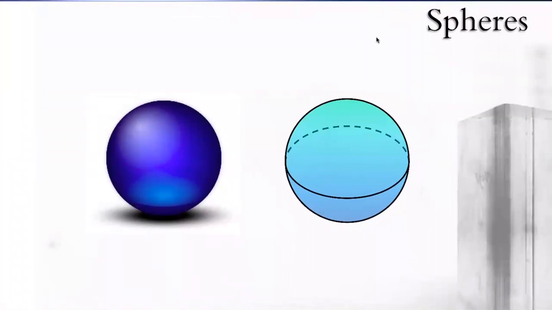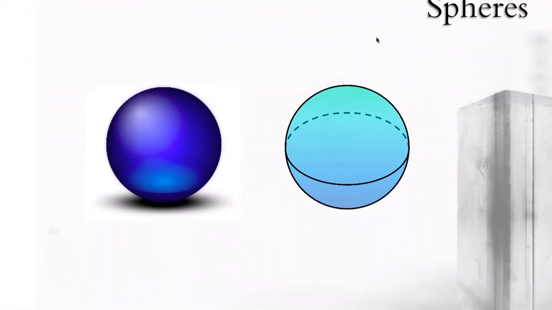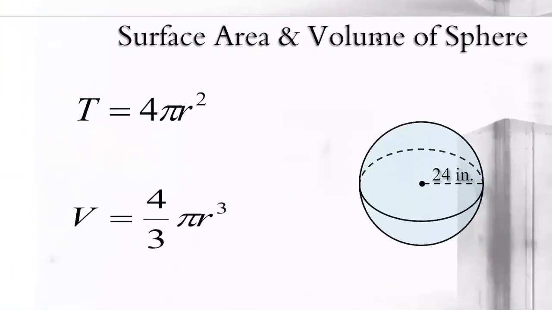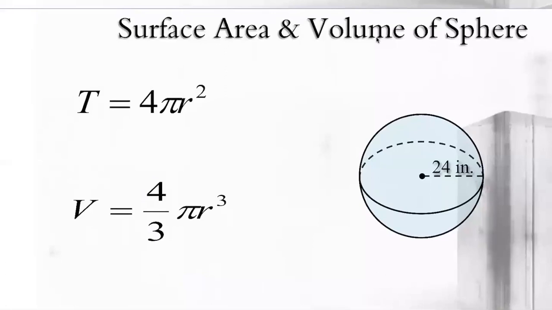So when we talk about spheres, again, we're just going to focus on the two aspects of how do I find the area around the outside of the sphere, and how do I find the volume of the inside, just like we've done with cylinders and cones. Now, for spheres, we're just going to attack both right away. So you got your two formulas right here. So again, T stands for total surface area, and that formula is 4 times pi times r squared. Again, r is going to stand for the radius.